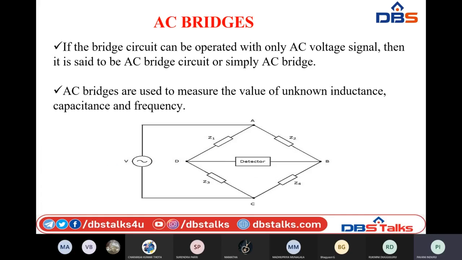So coming to the definition of AC bridge. An AC bridge circuit is nothing but a bridge circuit which operates with the help of an alternating current voltage signal. Then it is nothing but an AC bridge. If you see the general construction of AC bridge, it looks like this.